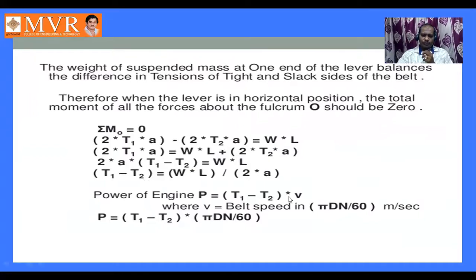(T1 minus T2) into V. V is equal to pi d n by 60, where V is the belt speed in meters per second. So P is equal to (T1 minus T2) into pi d n by 60. What is T1 minus T2? T1 minus T2 is equal to W into L by 2A.